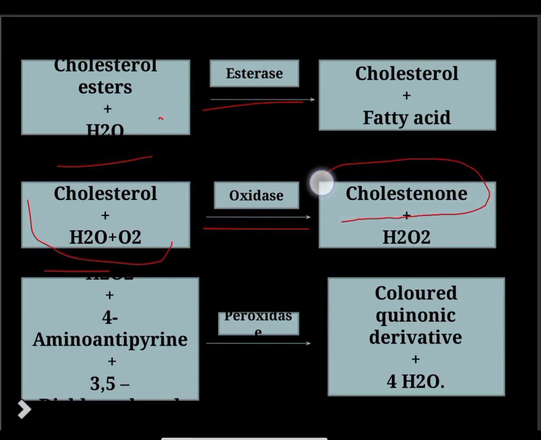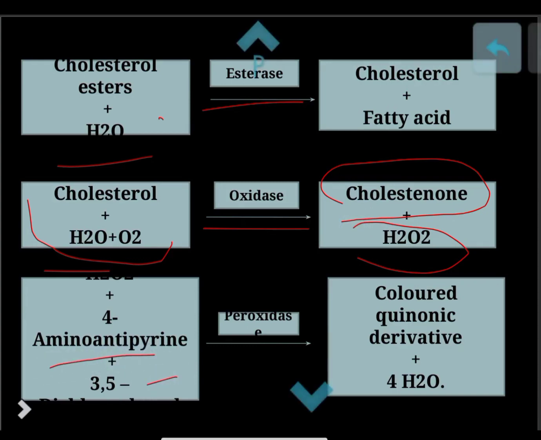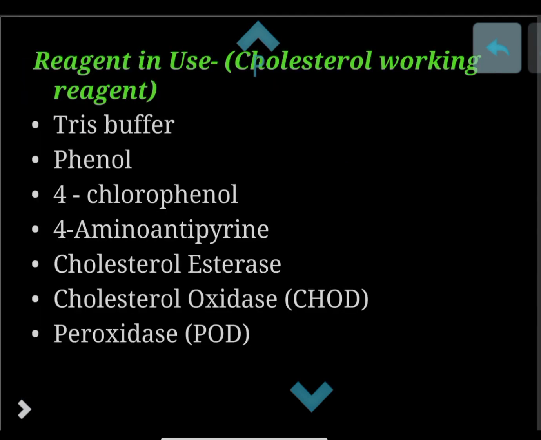It is also called a cholesterol derivative, and this H2O2 again reacts with 4-amino antipyrine and 3,5-dichlorophenol in the presence of peroxidase enzyme and gives a color complex and H2O. This color complex is observed on a spectrophotometer or colorimeter. So next we shall talk about the reagents which are used in the working reagent of cholesterol.